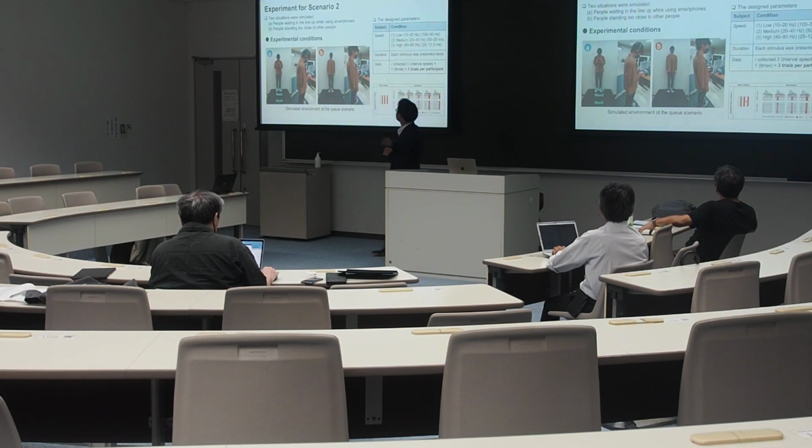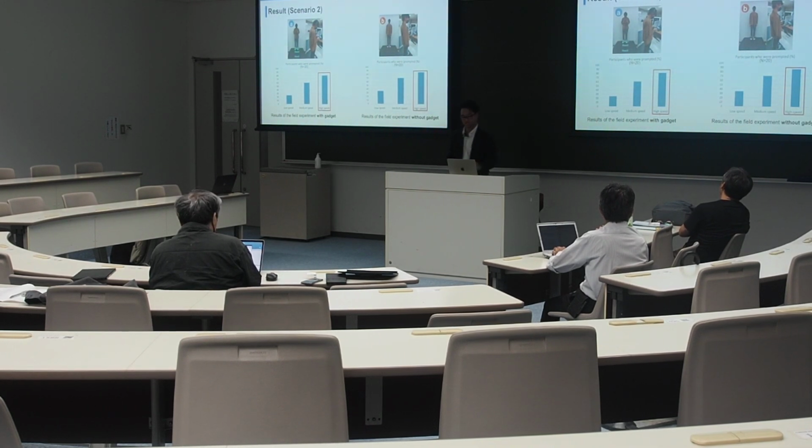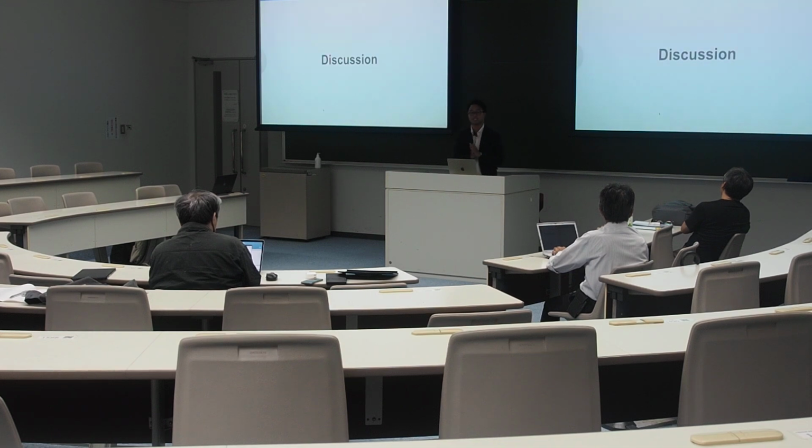And for this scenario, I prepared 2 conditions. For the first, A is people waiting in the lineup using a device or smartphone. And B is people standing too close to the person behind or in front. For both conditions, more than 90% responded to the system that I designed to prompt their sensation in the context.